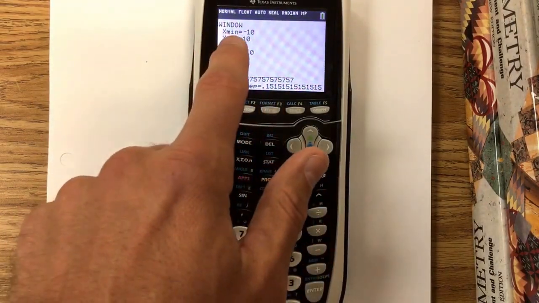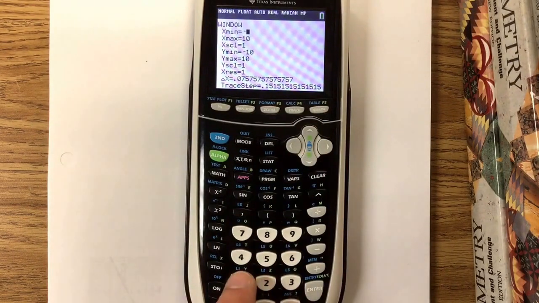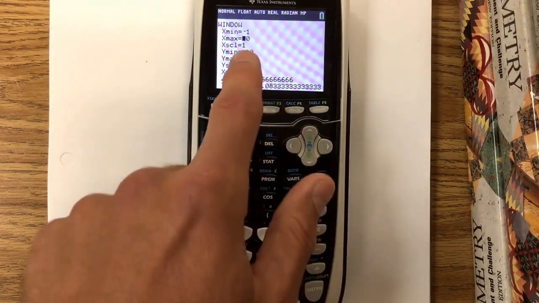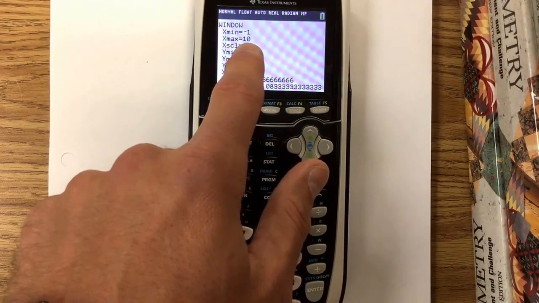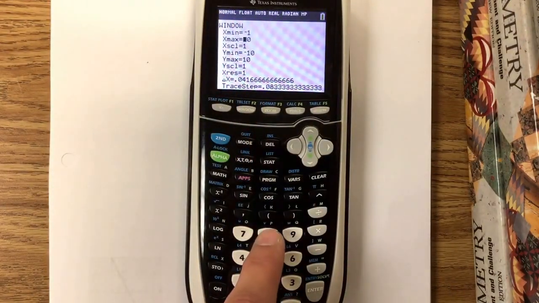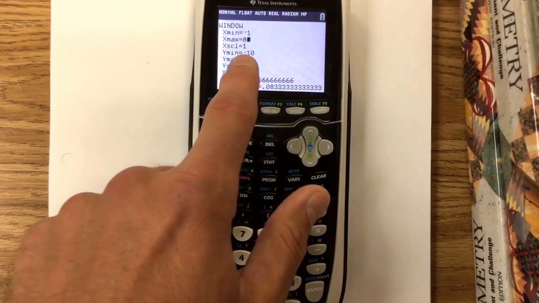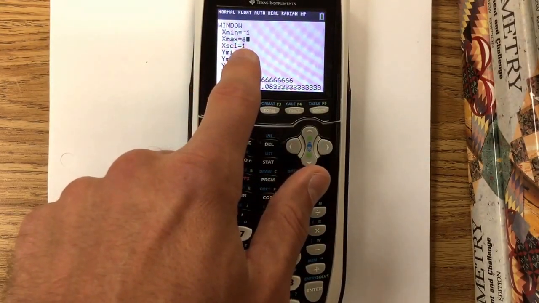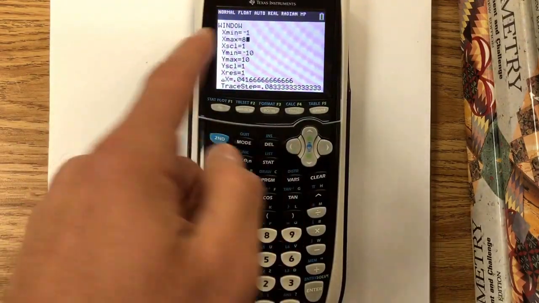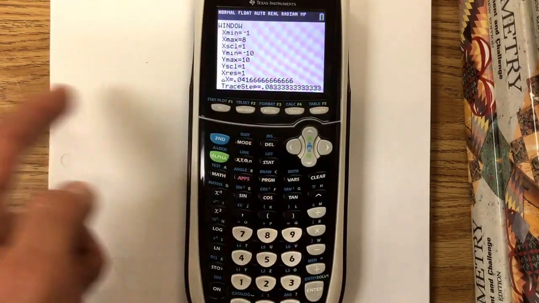I'm going to change my minimum x value to negative 1. I'm going to change my maximum x value. In fact, I don't even need to change it, but we could. It didn't look like it went all the way to 10, so I'll keep it at 8. Now this x SCL is your x scale, which means every tick mark, every single time you see a dash, it goes up by 1. So I'm going to go from negative 1 to 8.